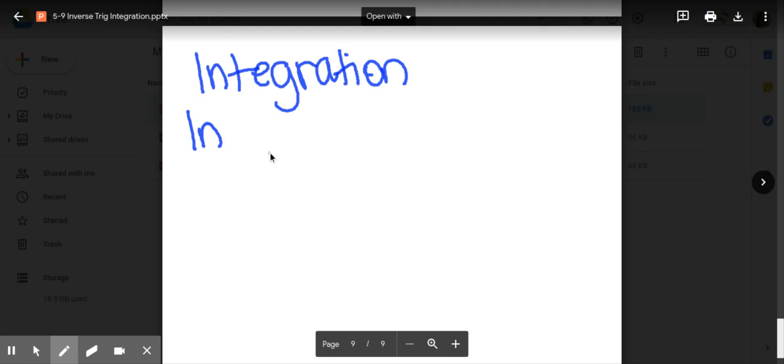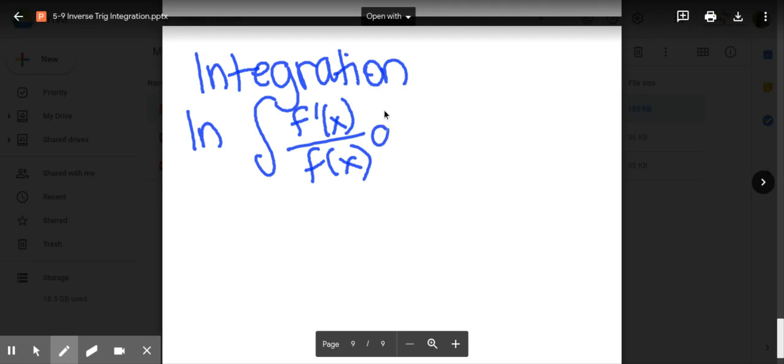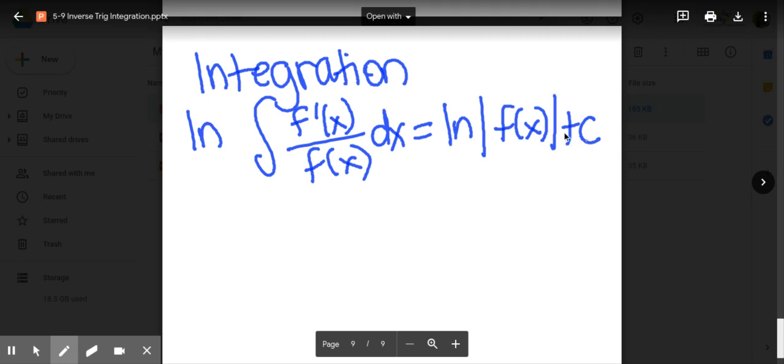We know that when you take the derivative of natural log, it's the derivative of the function divided by the function itself. So when you integrate and reverse that, then that's the natural log of the absolute value of f of x, and then plus c. All right, so integrating, if you notice that the numerator is the derivative of the denominator because you have a rational function, then the antiderivative is natural log of the denominator in absolute value bars because you can't take the natural log of a negative number.